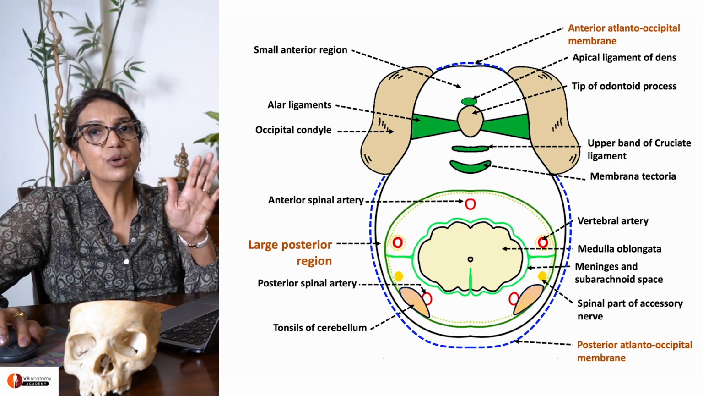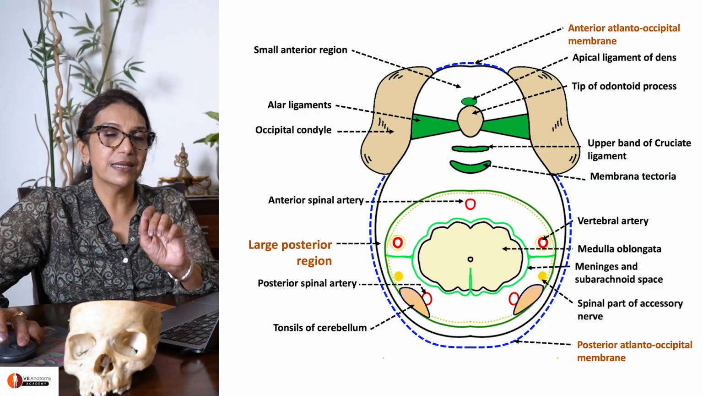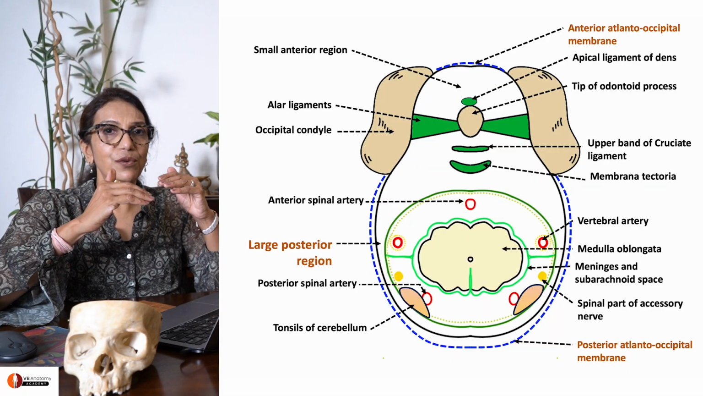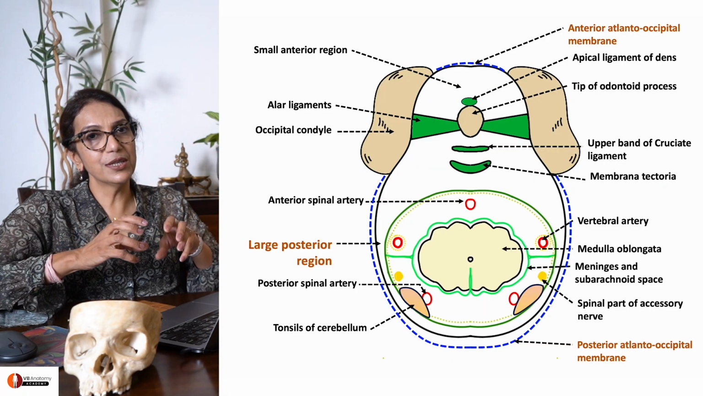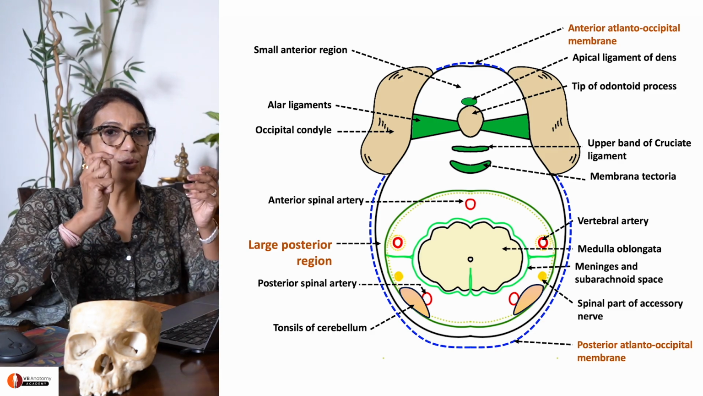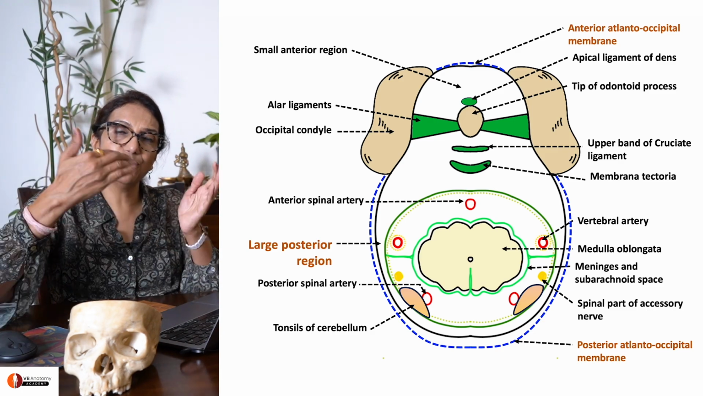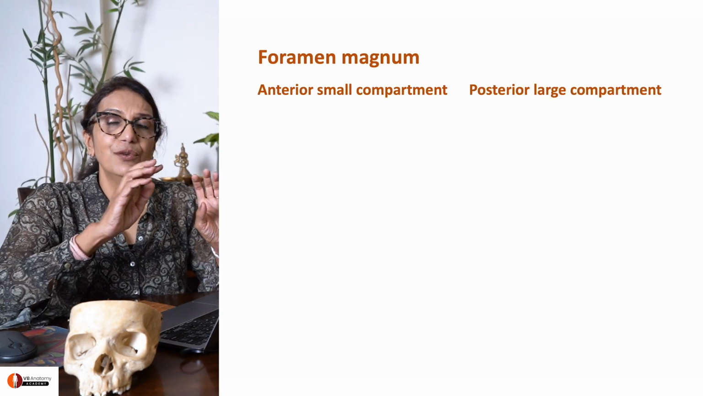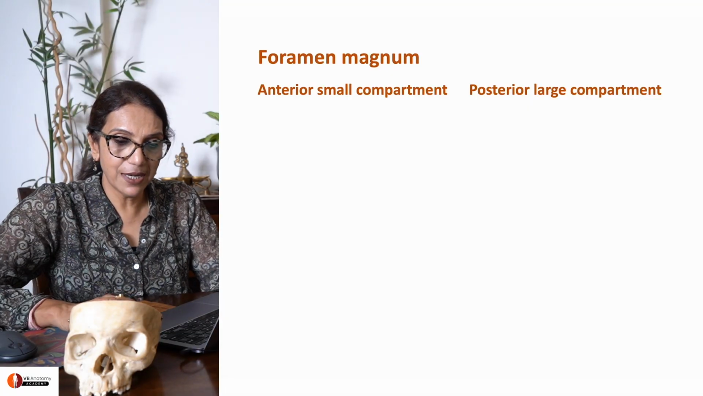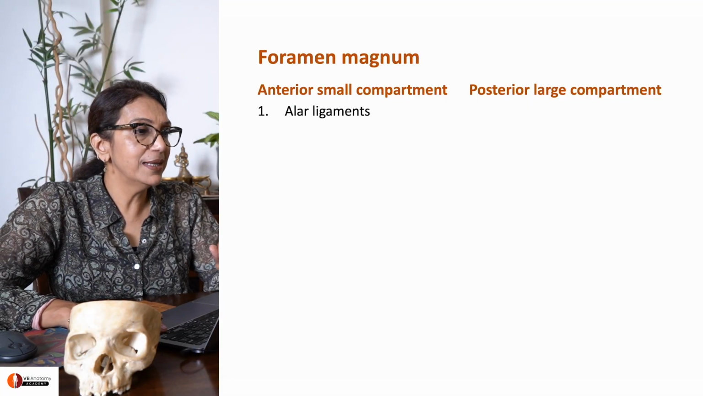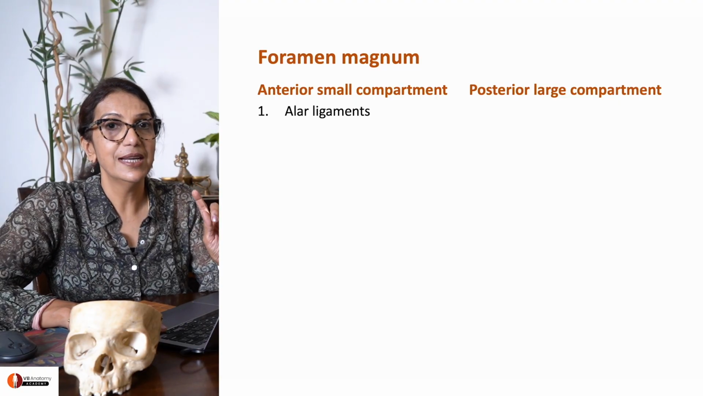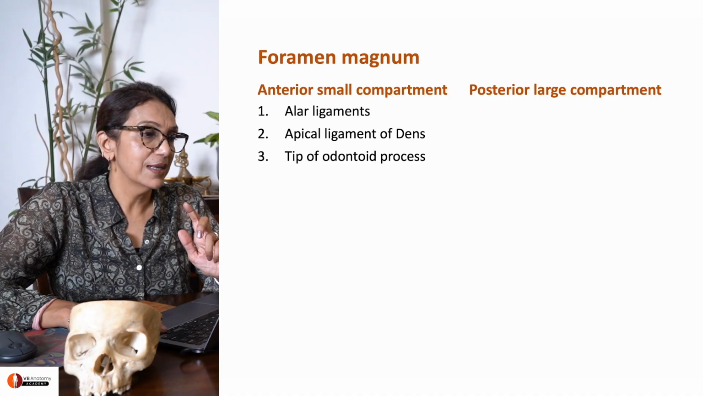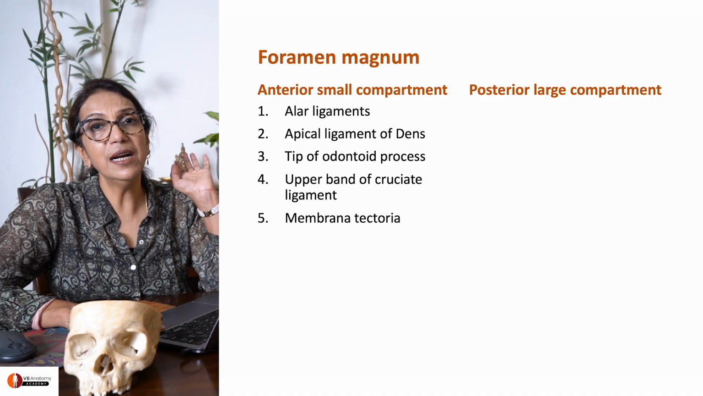Practice this diagram twice. Practice it twice. Small and on the sides two occipital condyles, dividing the foramen magnum into anterior narrow region, posterior wide region. Anterior narrow region shows the following structures. Posterior wide region shows the following structures. Okay, come, I'll show you how to revise it. Foramen magnum, anterior small region, posterior wide region. Anterior small region from anterior to posterior shows the following structures. Alar ligaments, apical ligament of dens, tip of odontoid process, upper band of cruciate ligament, membrana tectoria.